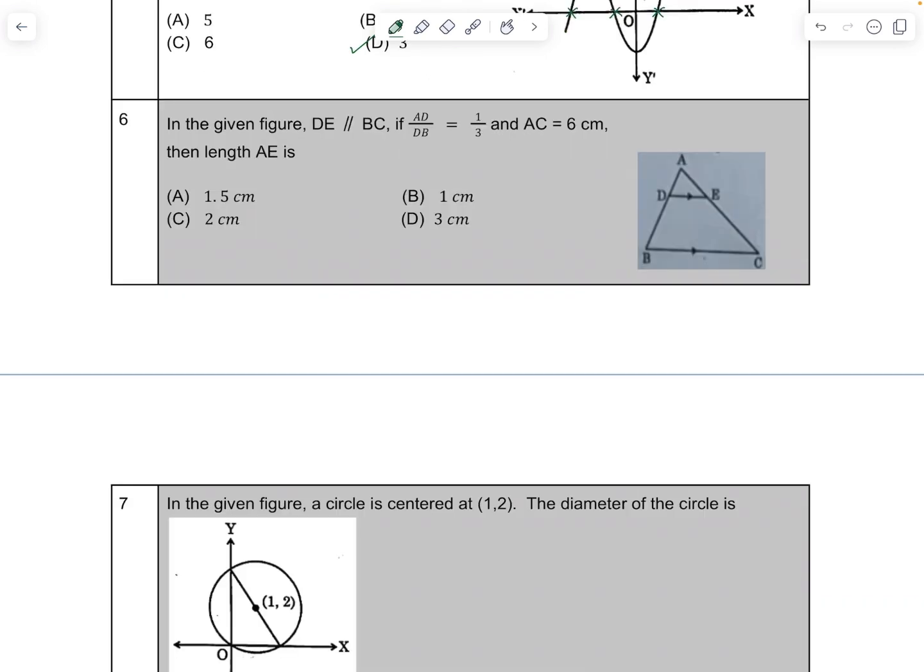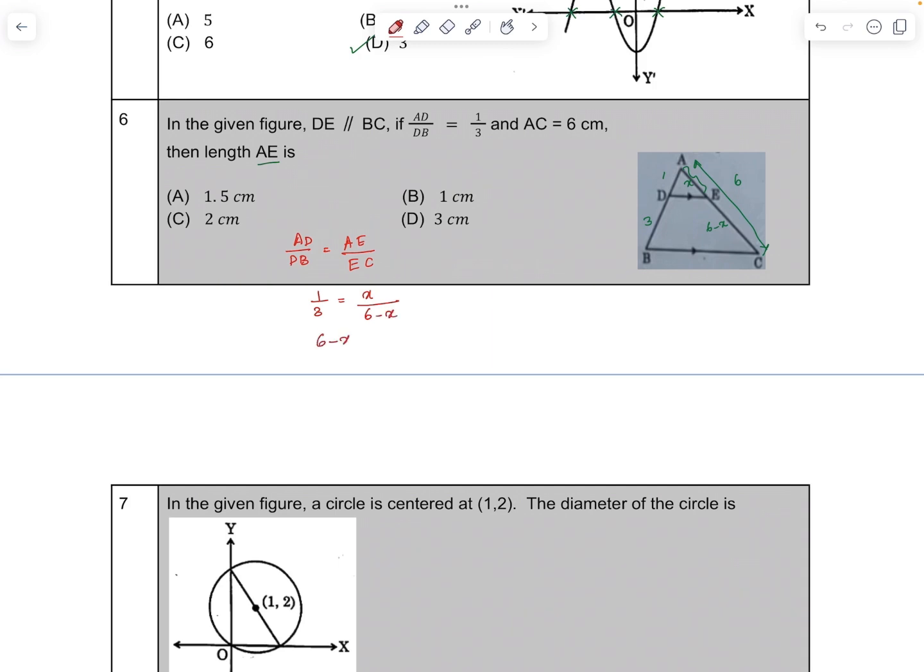Question number 6. In the given figure, DE is parallel to BC, if AD upon DB is 1 by 3 and AC is 6 centimeter, then the length of AE is. AC is 6 centimeter and we have to get the length of AE. Let's keep it as x. So the EC becomes 6 minus x. And by the question, AD is 1 part and DB is 3 parts. By BPT, AD upon DB is equal to AE upon EC. AD upon DB is 1 upon 3. AE is x upon EC is 6 minus x.